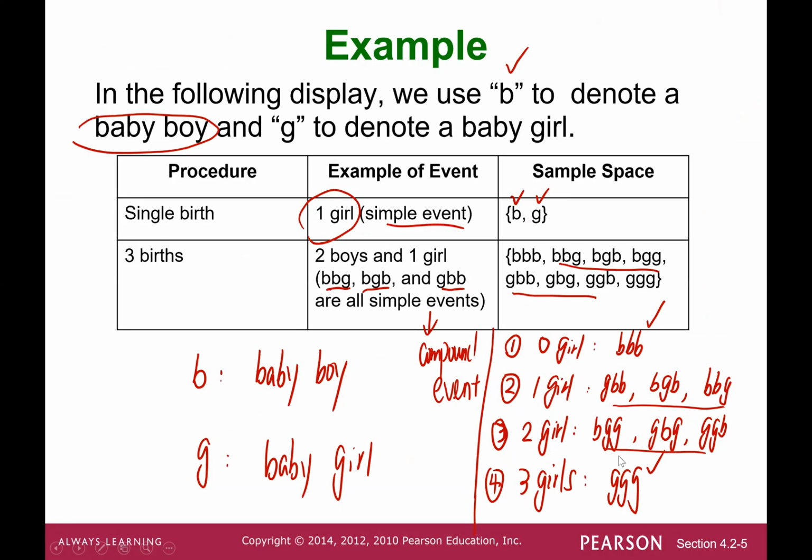So now, again, this is about outcomes, right? All possible outcomes. We call this the sample space. Okay. All right. Now let's move on to the next topic.